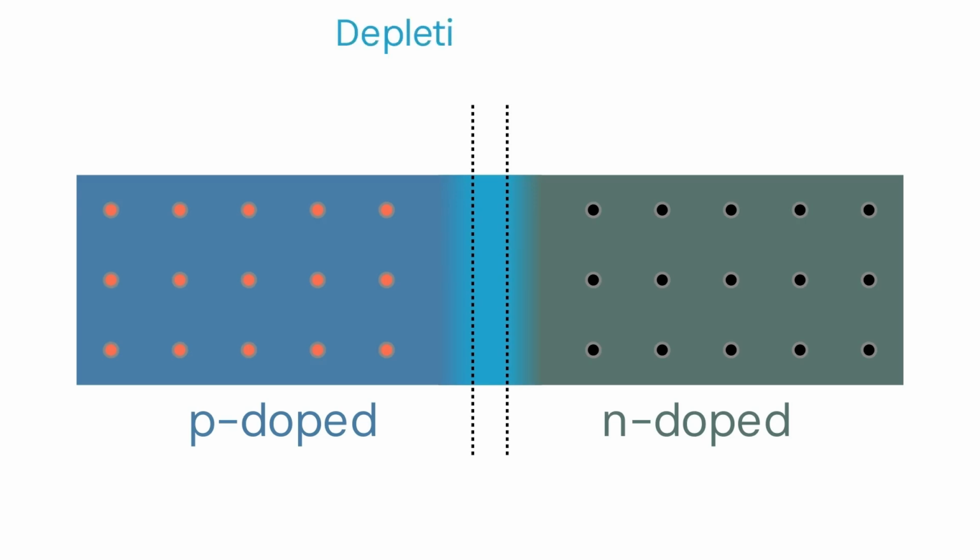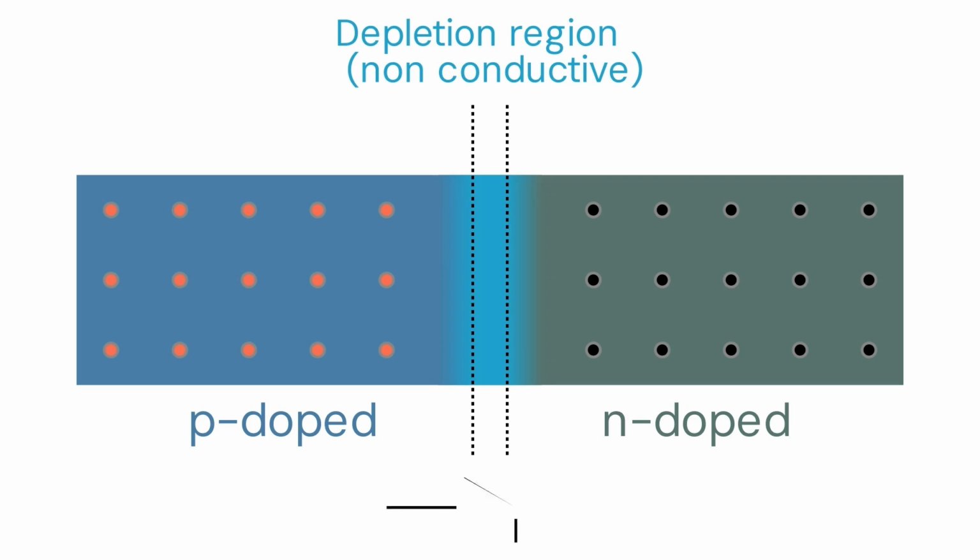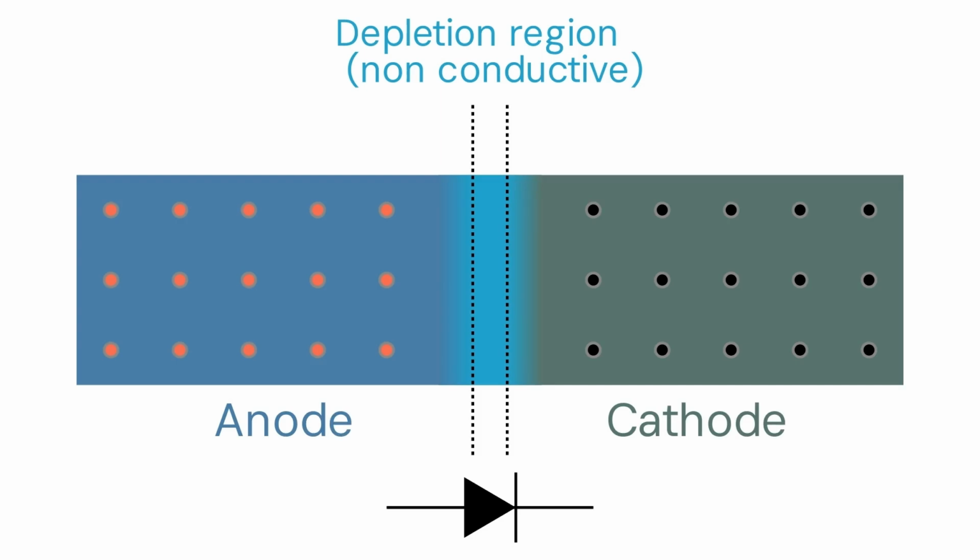This zone, where charges used to be mobile but are now stuck, is called a depletion region or zone because it's depleted of mobile charges. This device is a diode. The p-doped side, called anode, and the n-doped side, called cathode, can be wired, and the junction will have different behaviors based on the voltage difference of both sides.